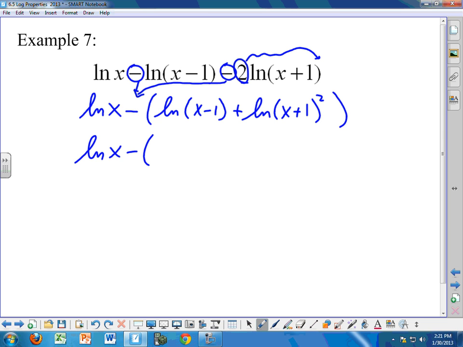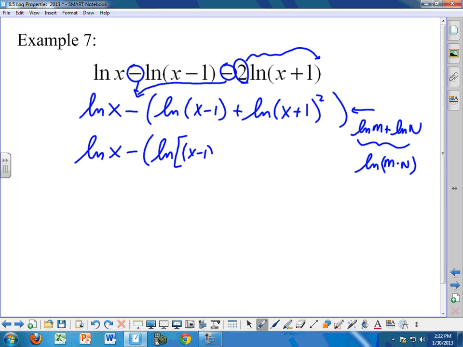If you recall, this one right here is going to be the natural log of m plus the natural log of n. And we know that that combines to the natural log of m times n. And that's what I'm trying to accomplish in that parentheses area there. So this becomes the natural log of, and I'll put it in a bracket, x minus 1 times x plus 1 quantity squared. That's a big old parentheses around that whole thing. So I have some unneeded parentheses here because now once I've got that established, I'll take the parentheses out.